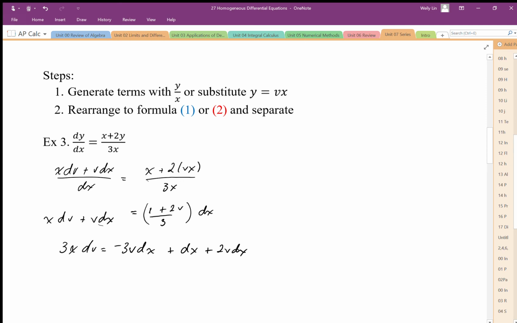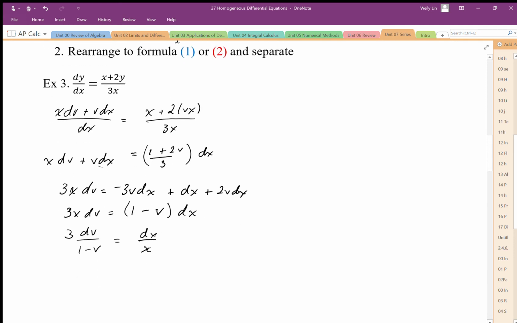Okay, so then I can combine the terms here, so I end up with 3x dv is equal to 1 minus v dx. So we have 2v's here, we're going to minus 3v, so we're going to end up with minus v. Factor out my dx. Now I can separate and integrate. dv over 1 minus v is equal to dx over 3x, actually I'm going to leave the 3 over here.